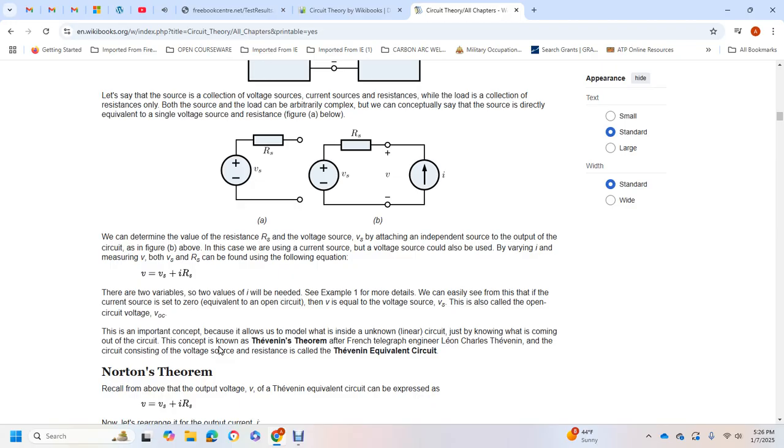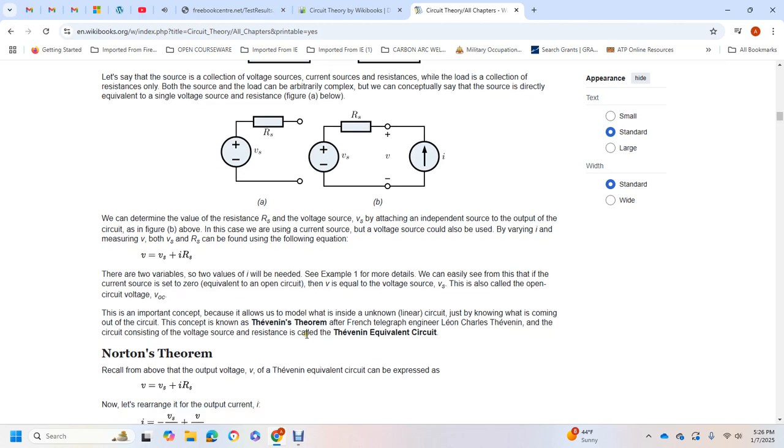This is an important concept that allows us to model any linear circuit by knowing what comes out of it. This is the concept of the Thevenin theorem, named after the French telegraph engineer Leon Charles Thevenin. If the circuit consists of a voltage source in series with a resistance, it is called the Thevenin equivalent circuit.